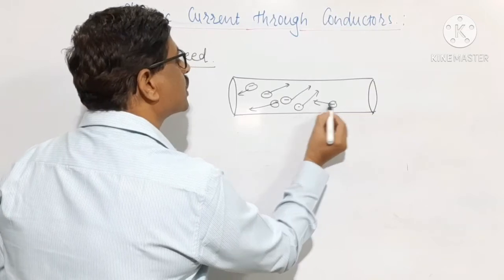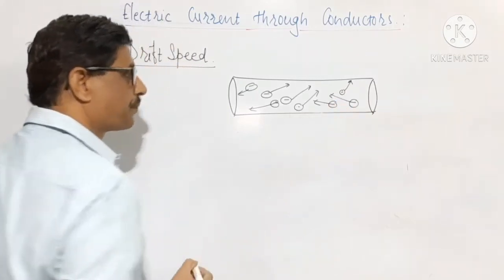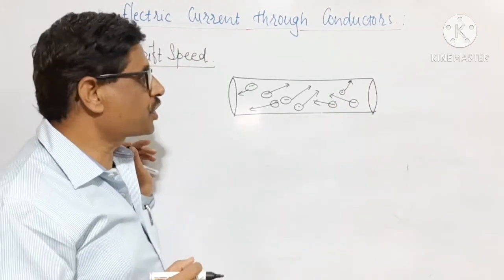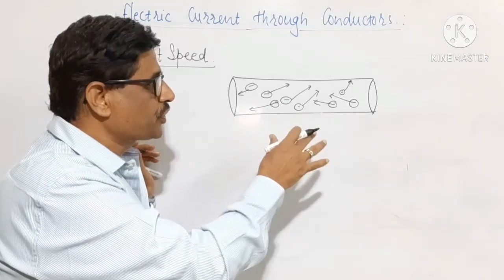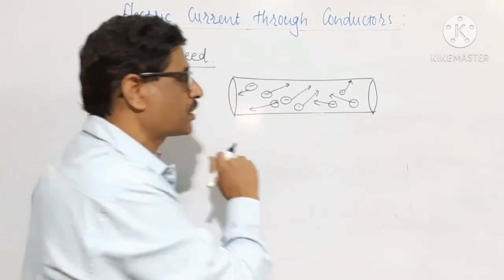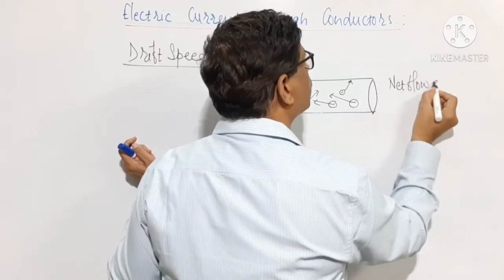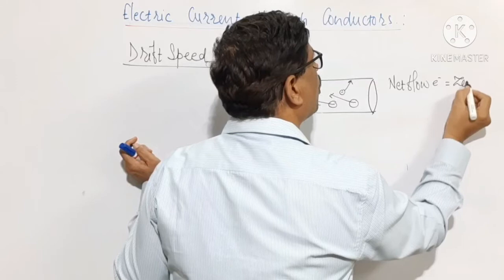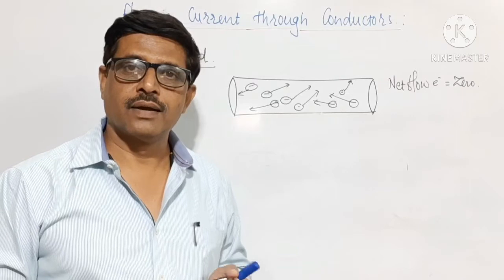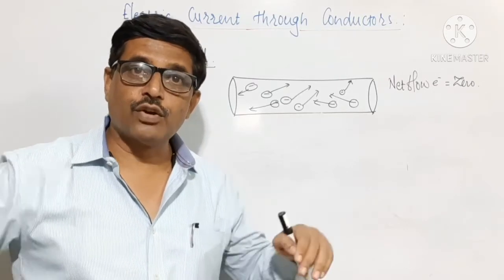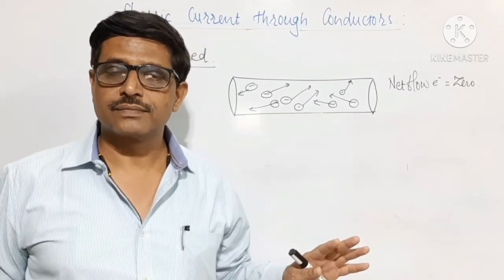The free electrons in a conductor behave like gas molecules. They are in a state of random motion. Therefore, electrons moving in one direction are equal to electrons moving in the opposite direction. Therefore, the net flow of electrons is equal to 0. Therefore, a conductor without any source of electricity is not able to conduct current.